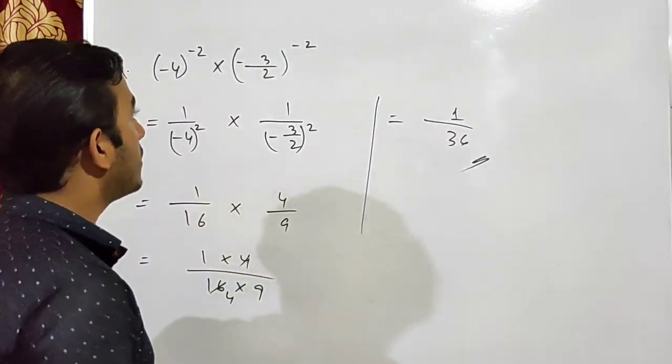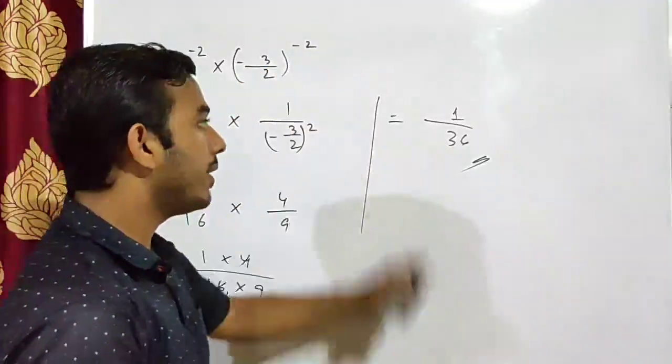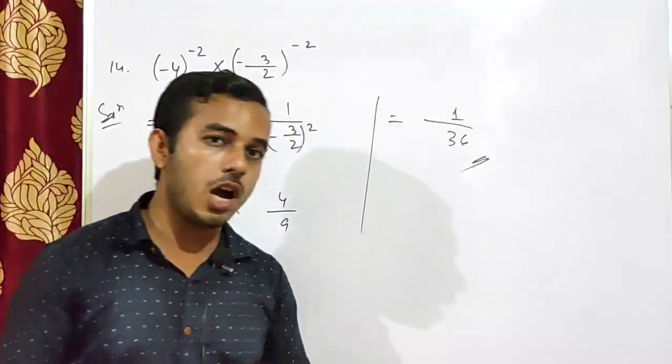So this is the value of this expression, that is minus 4 to the power minus 2 into minus 3 by 2 whole to the power minus 2. Okay, that is 1 by 36. I hope this is clear to you.